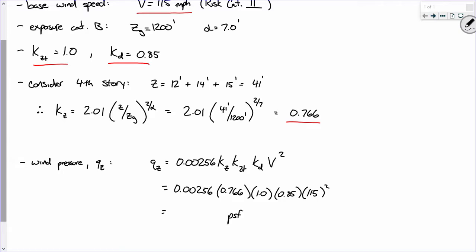This 0.00256, it's part Bernoulli's equation, and it's part a unit conversion to convert miles per hour into pounds per square foot.